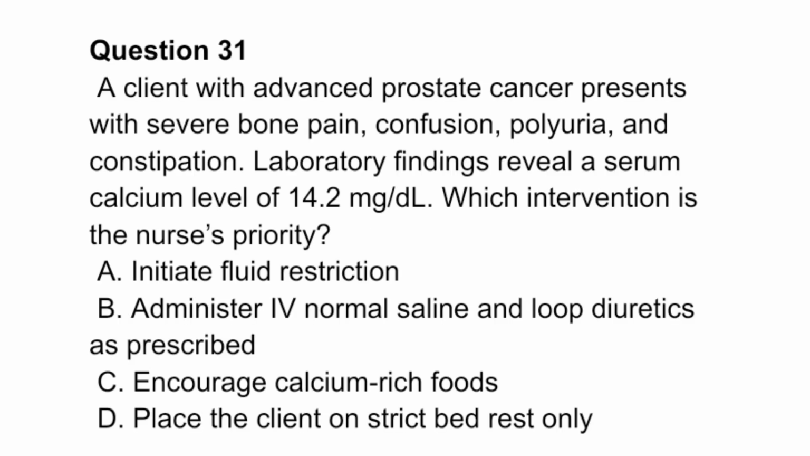Question 31. A client with advanced prostate cancer presents with severe bone pain, confusion, polyuria, and constipation. Laboratory findings reveal a serum calcium level of 14.2 milligrams per deciliter. Which intervention is the nurse's priority? A. Initiate fluid restriction. B. Administer IV normal saline and loop diuretics as prescribed. C. Encourage calcium-rich foods. D. Place the client on strict bed rest only.